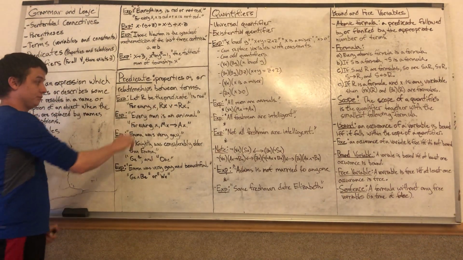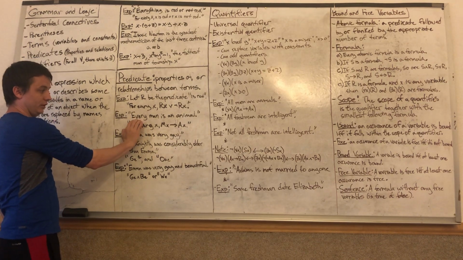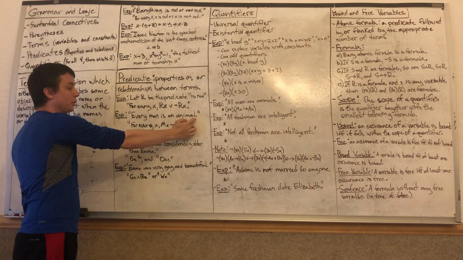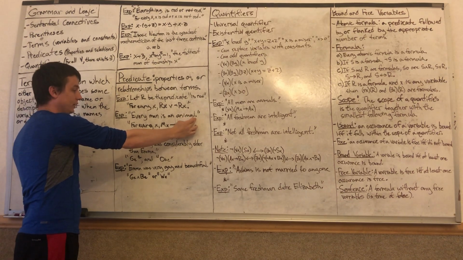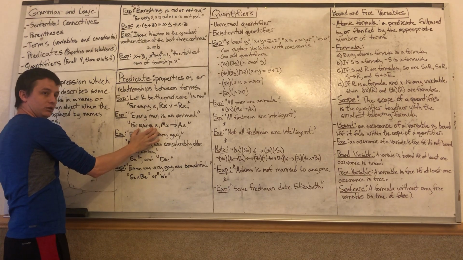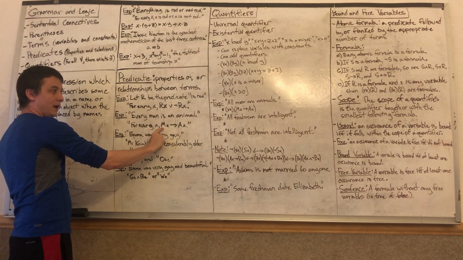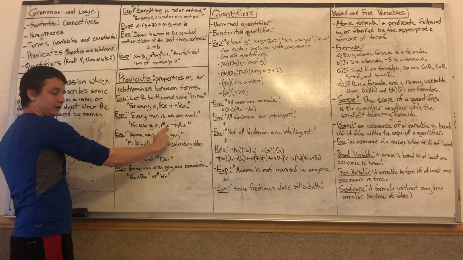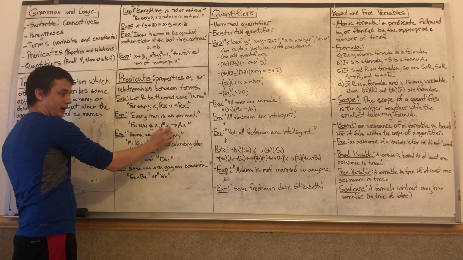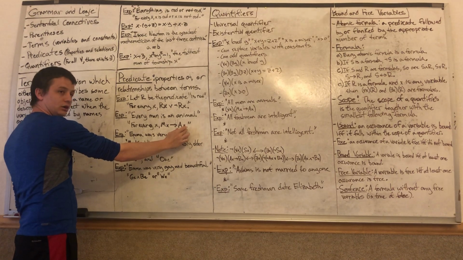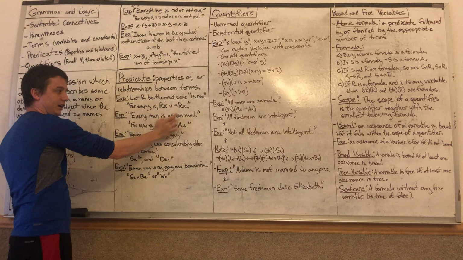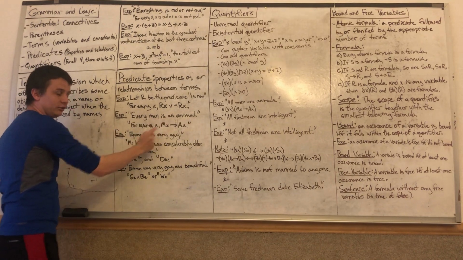Let's look at another predicate. We'll start out with a sentence: every man is an animal. We're going to put in our predicates and our variables. So for every X, man applying to X implies animal applies to X. If X is a man, then X is an animal. For every X, if X is a man, X is an animal. Every man is an animal. See how this and this are saying the same thing?